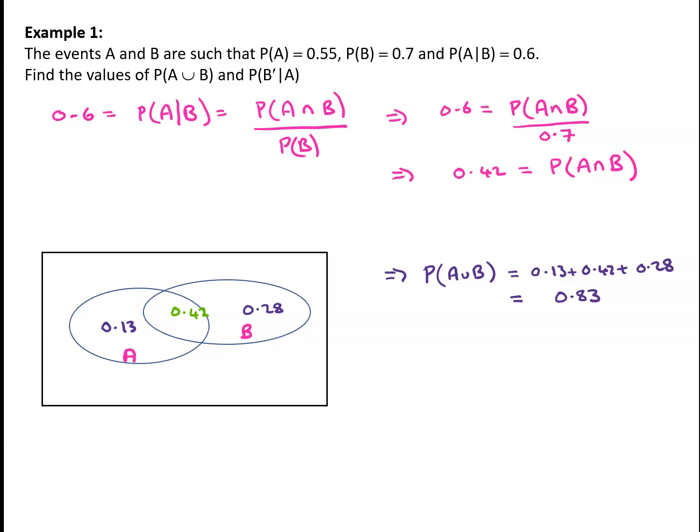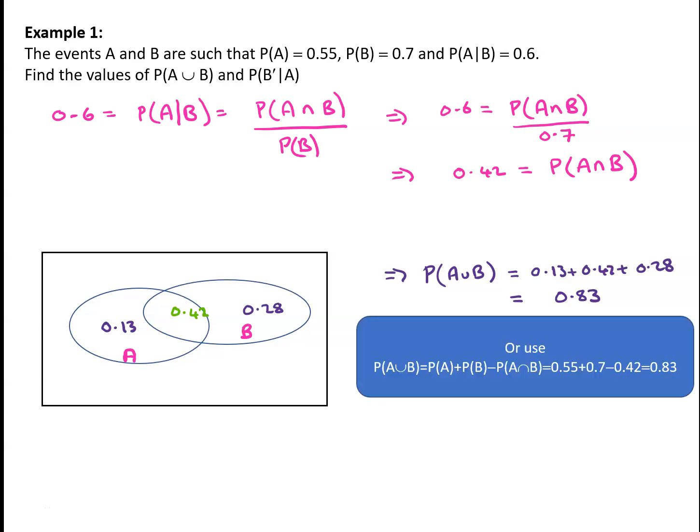Now we could also have achieved that answer from the fact that we know that 0.42 is the probability of A intersect B, by using the rule that the probability of A union B is the probability of A plus the probability of B minus the probability of A intersect B. So that's 0.55 plus 0.7, both of which we were given, take away the 0.42 that we found a minute or two ago, and that again gives me 0.83.